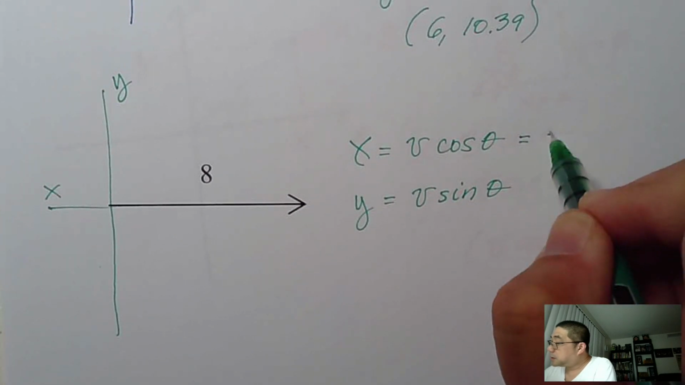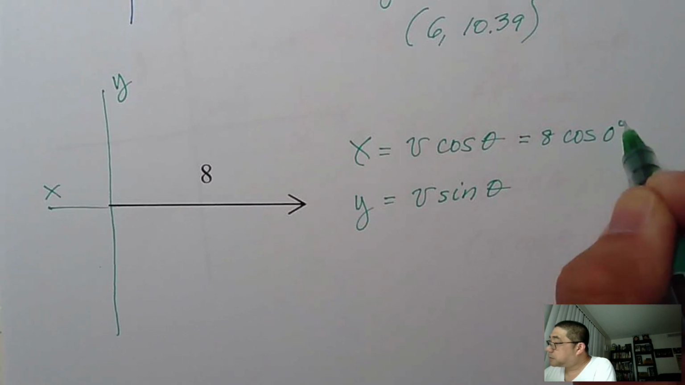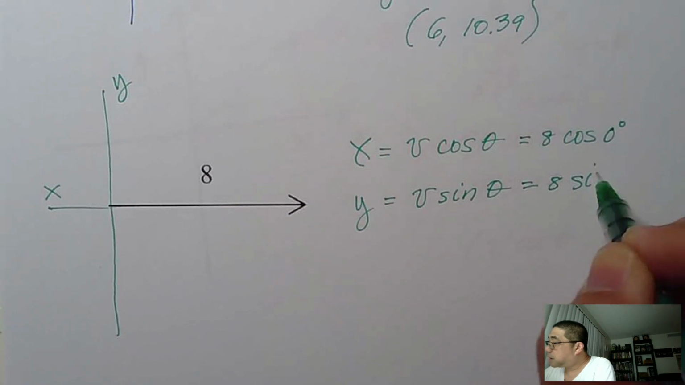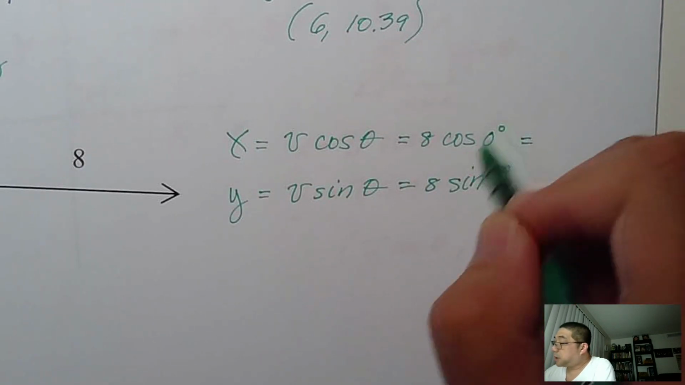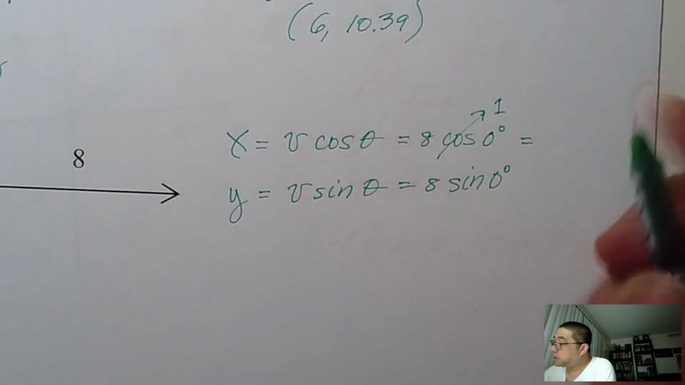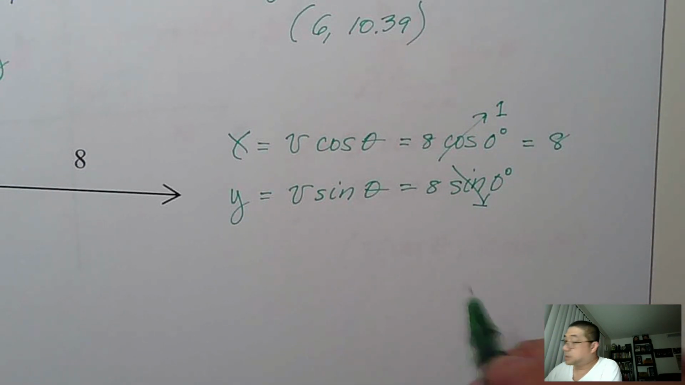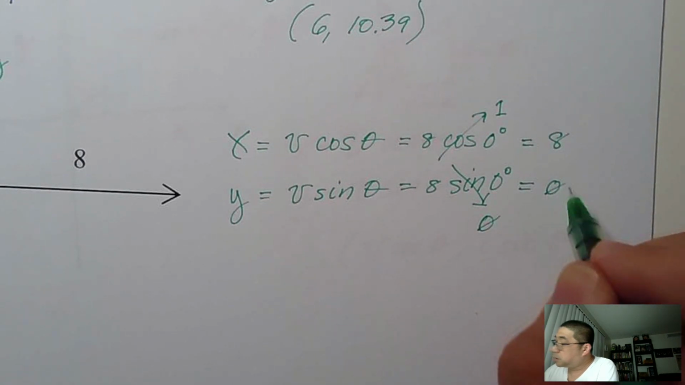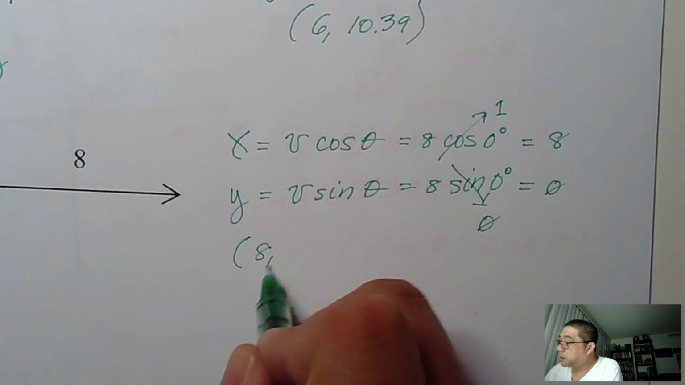So meaning that is 8 multiplied by cosine of 0 degrees. And then that is 8 sine 0 degrees. So what is cosine of 0? Cosine of 0 is simply 1. So 1 times 8 is 8. And what is sine of 0 degrees? And that is 0. So any number multiplied by 0 will give you 0. So therefore, the x and y components are simply 8 and 0.